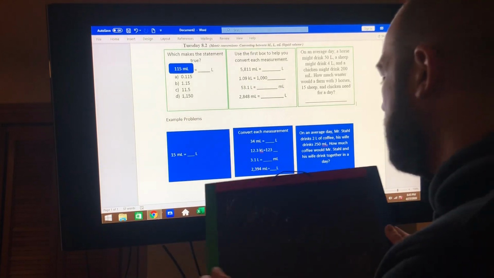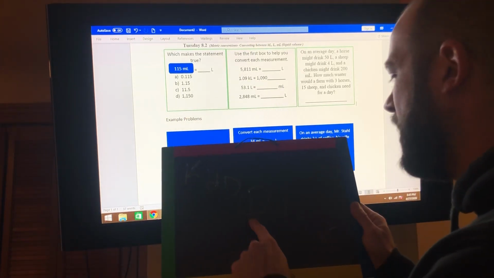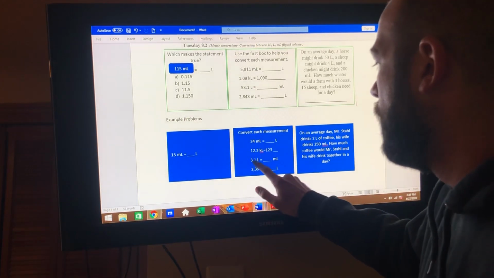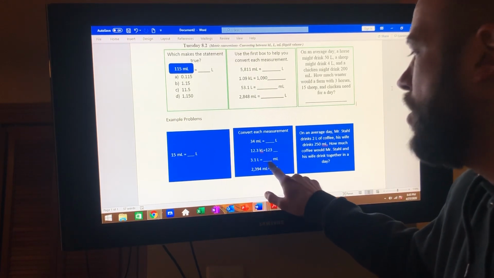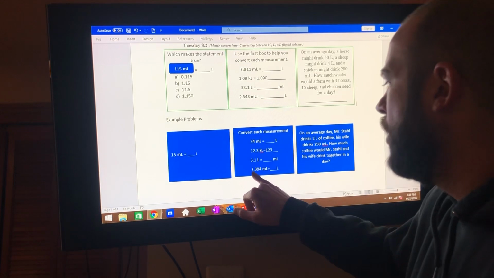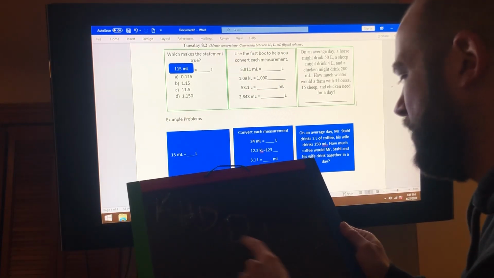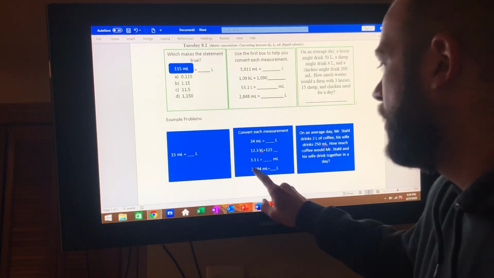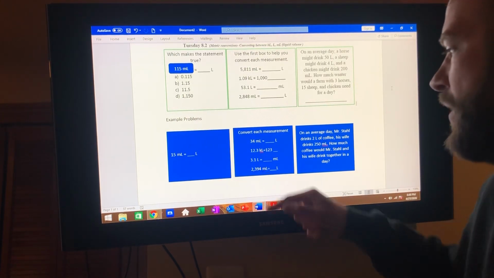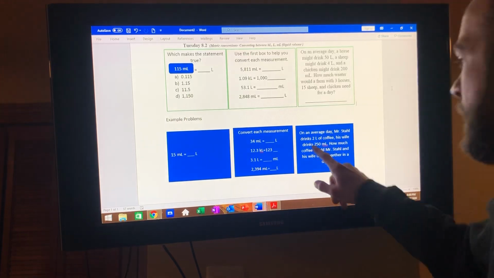3.1 liters to milliliters. Liters to milliliters, we're gonna move right 1, 2, 3. Move right 1, 2, 3. It's gonna have 2 zeros attached, so it's 3,100 milliliters. We're going from milliliters to liters, move left 1, 2, 3. Move left 1, 2, 3. It's gonna be 2.394 liters.